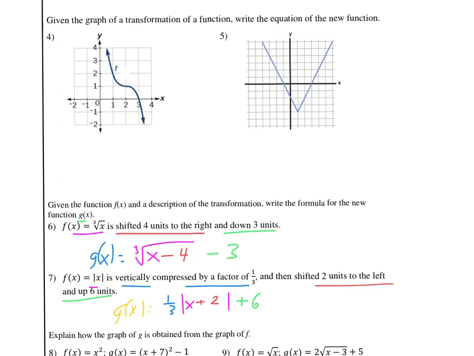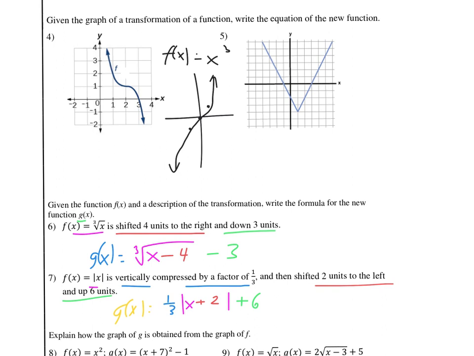All right, great. So same idea here with number 4 and 5, except we have to be familiar with our parent functions. We have to identify which parent functions these are. For number 4, I would say the parent function is x to the 3rd. Remember, x to the 3rd is that little squiggly guy that goes like this. And you can see it looks like that, but it does have some transformations.